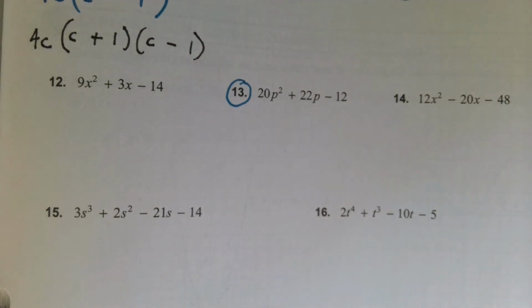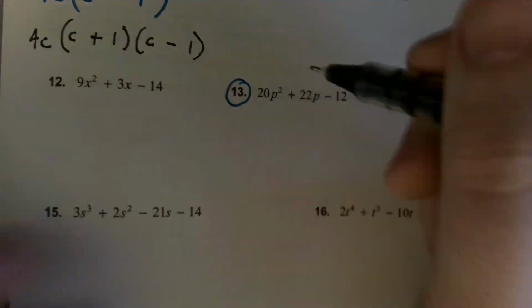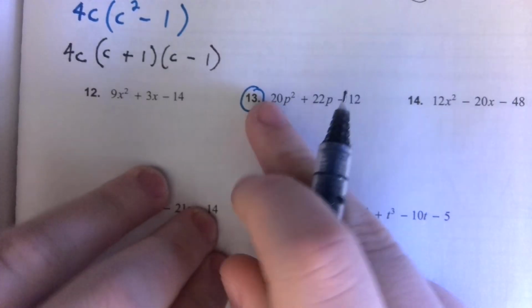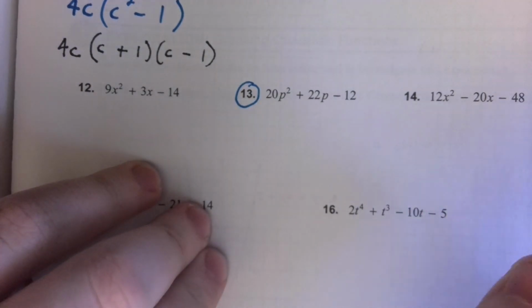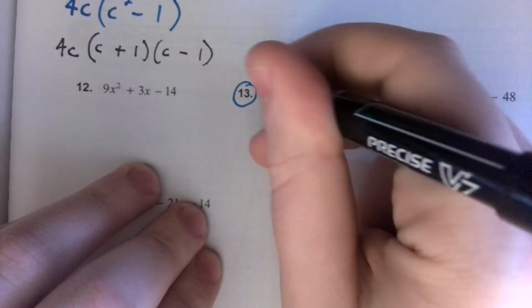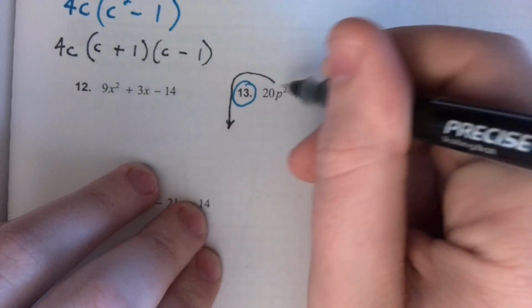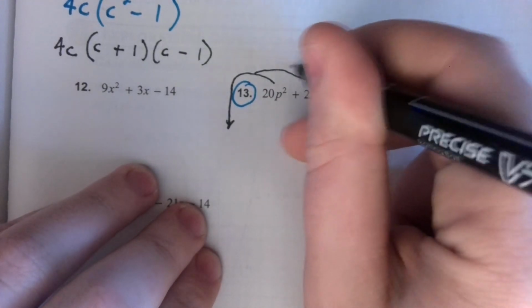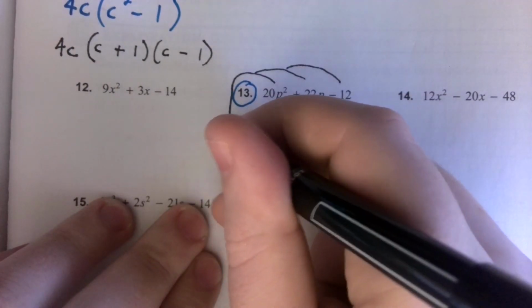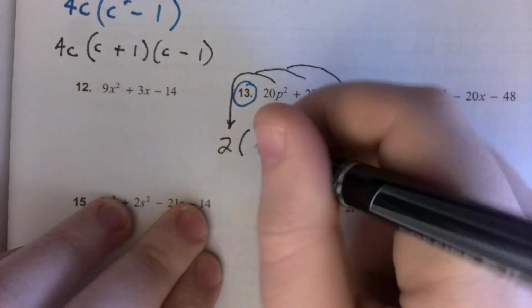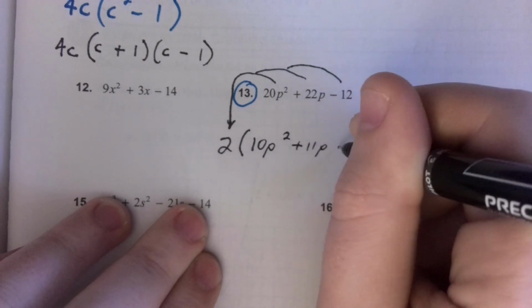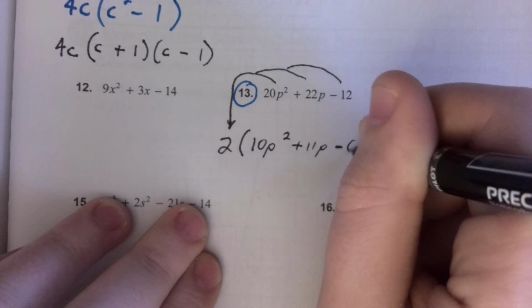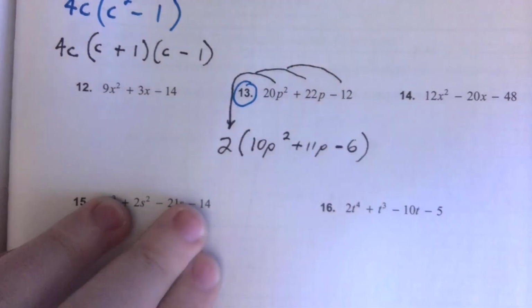Let's take a look. So, problem number 13. You might recognize all of these terms have something that can be factored out. 20, 22, and 12 can all be divided by 2. 2 is the greatest common factor. So we factor out our 2, and we write 10p squared plus 11p minus 6. Fantastic.